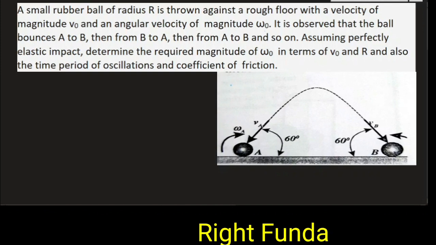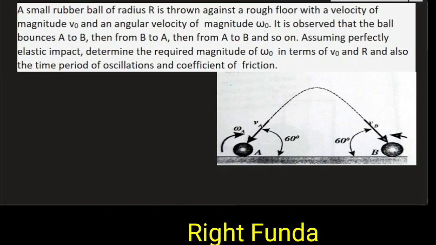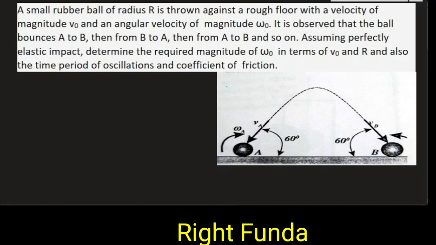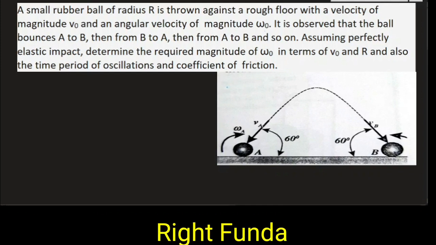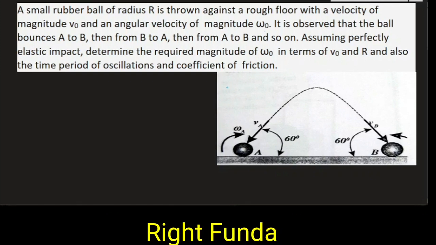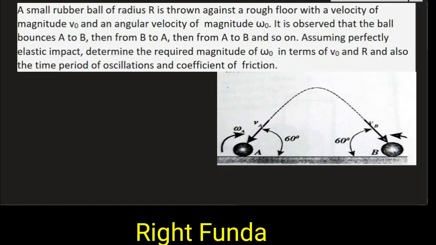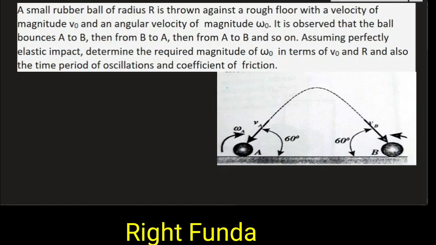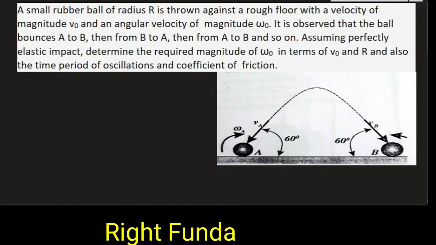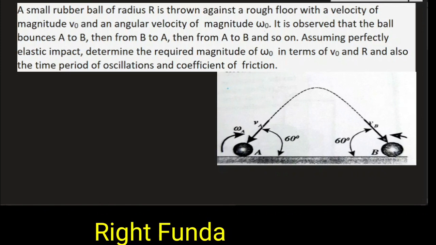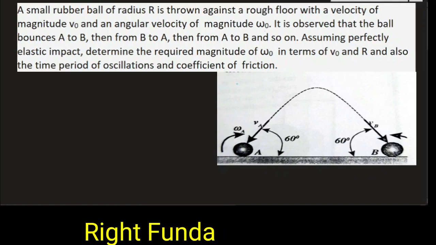It is observed that the ball bounces from A to B, then from B to A, and then from A to B, and so on. Assuming perfectly elastic impact, determine the required magnitude of omega naught in terms of V naught and R, and also the time period of oscillation and the coefficient of friction between the ball and the floor.